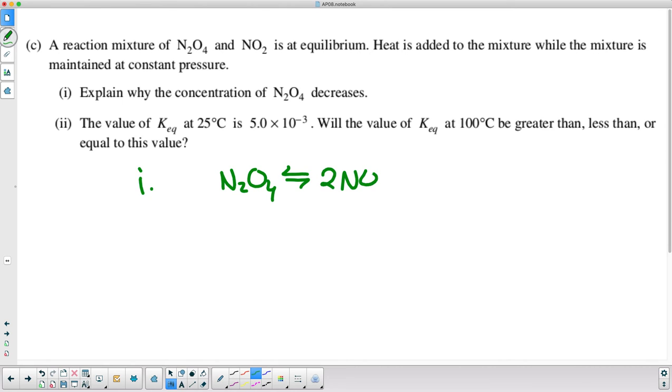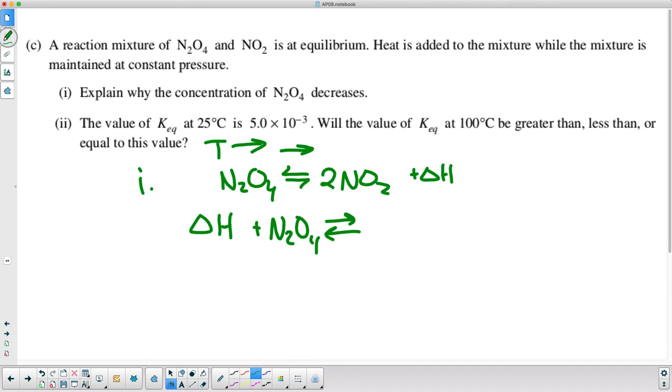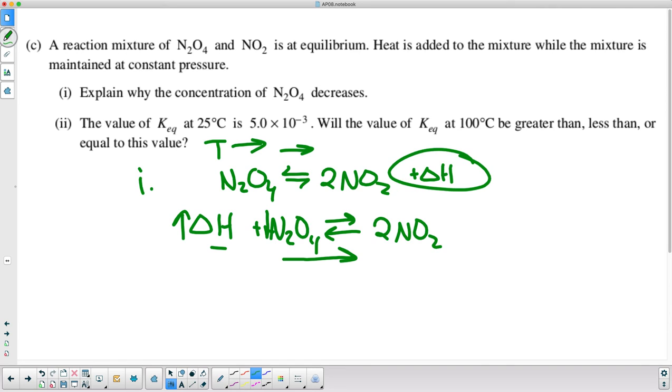N2O4 decreases because if I have a positive delta H, that means that when I increase temperature, it pushes more to the right. In other words, that means endothermic, my heat is used like a reactant, and when I increase a reactant on this side, it pushes the whole reaction more towards the products, which means that the concentration of N2O4 goes down. Okay, that's number one. And that's all because we decided that it was a positive delta H.